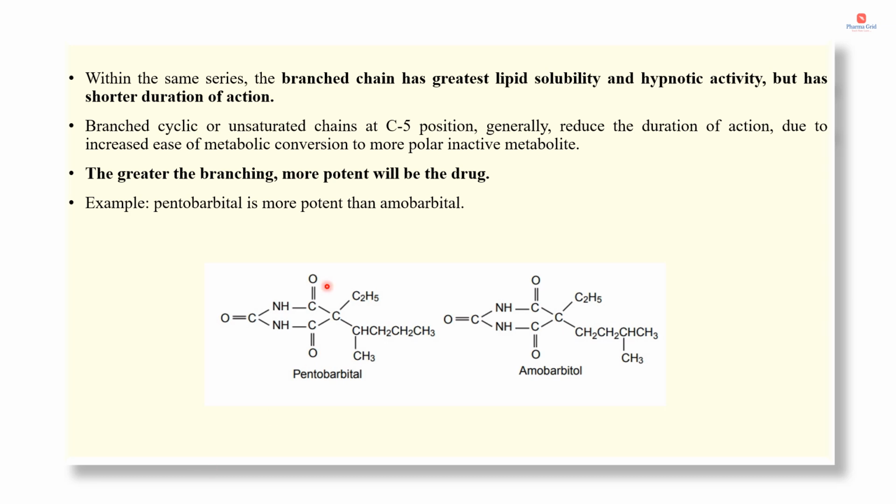Here you can see the structures of both pentobarbital as well as amobarbital. So consider the fifth position. In pentobarbital, at the C5 position, these are the two substitutions, and here the branching is from the first carbon. This is the structure of amobarbital, and here you can see the substitutions at the fifth carbon position, and here branching is in the third position. Hence this pentobarbital is more potent than amobarbital.